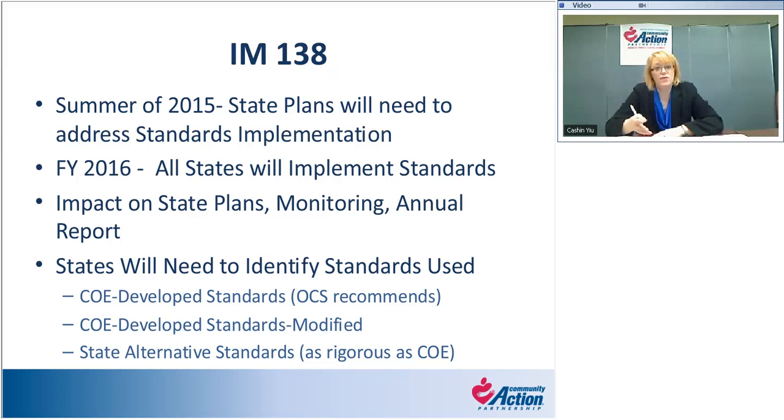So they can modify the standards. They're going to have to talk about that modification in their proposed state plan, and that's going to need OCS approval. States may also choose to use their own set of standards. If they feel they have an already existing robust set of standards that they would rather use instead, they could use that, but there's going to be a process they're going to need to go through to have those approved.